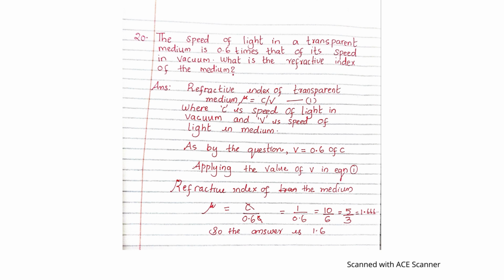So applying V in equation number 1, you have mu equals C by 0.6 C. You can cancel C out. Then you will get 1 by 0.6, and then make a fraction, 10 by 6. Converting the fraction 10 by 6, you will get 5 by 3. If you divide, you will get 1.666. So the answer is 1.6.